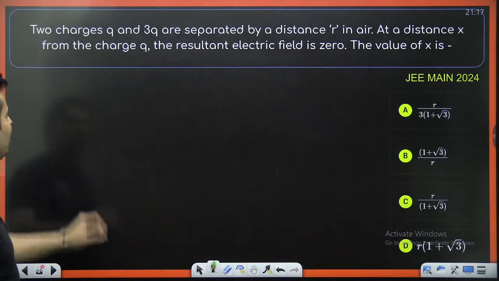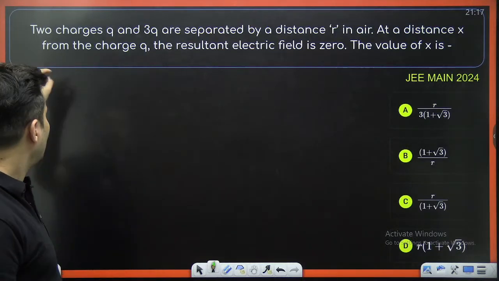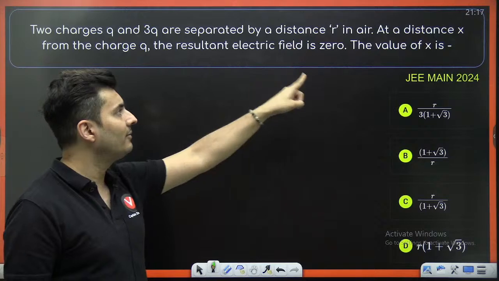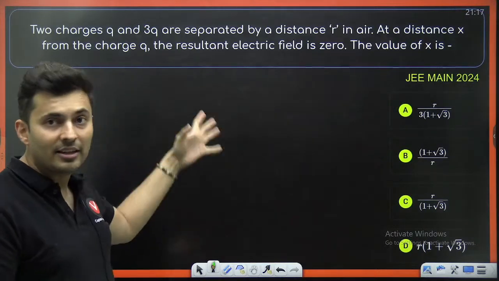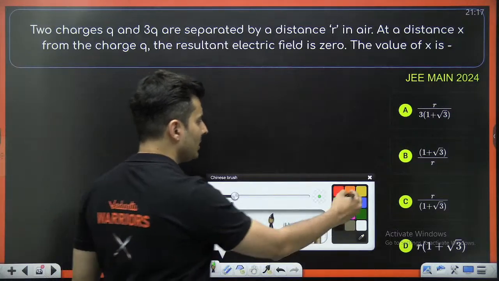Let's have a look. Here's the first question. Two charges Q and 3Q are separated by a distance of r in the air. At a distance of x from the charge Q, the resultant field is 0. I just told you, field 0, potential 0, these questions are common. The value of x is how much? Okay, so let's have a look.